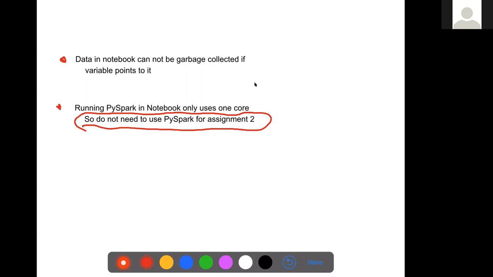Professor, there's a question in the chat that says, are we not responsible for PySpark comparison now? That is correct. I just saw that in the chat, yes.